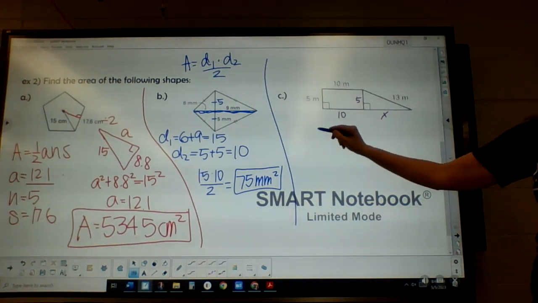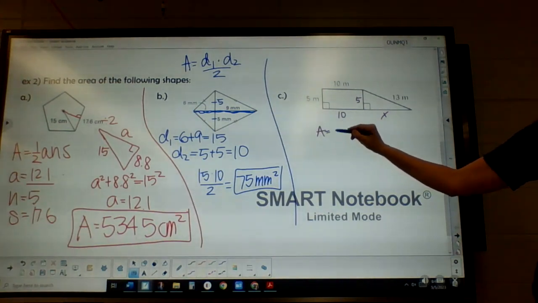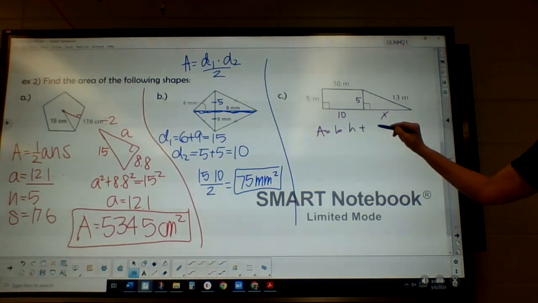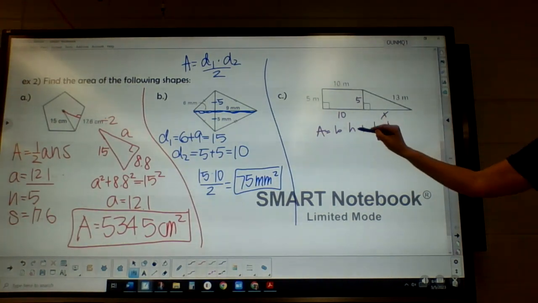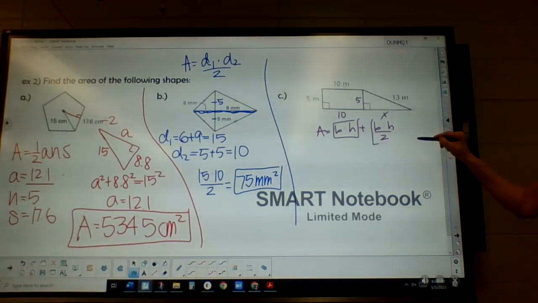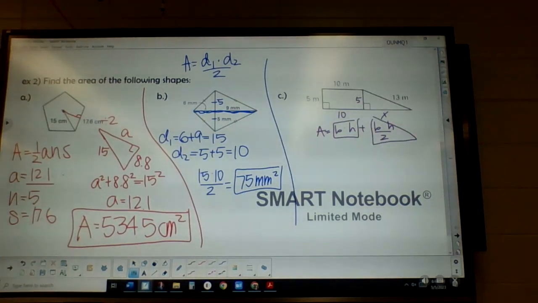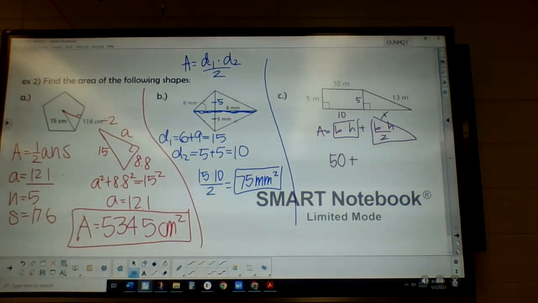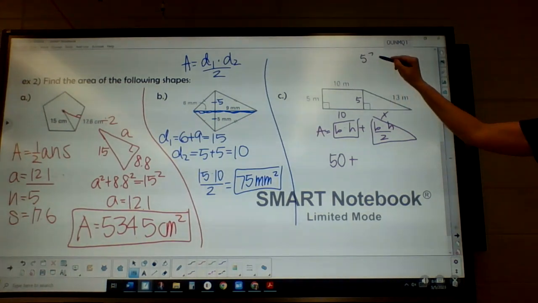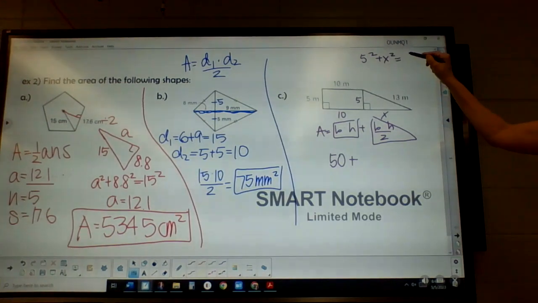So we're going to do a rectangle formula, base times height. And then we're going to add it to the triangle formula. So we're going to find each of these. So this is our first shape, and this is our second here. So we're adding those two pieces together. The first one's easy, 5 times 10. The other one's a little bit trickier. We have to do Pythagorean theorem again. So I have to do 5 squared plus x squared equals 13 squared.